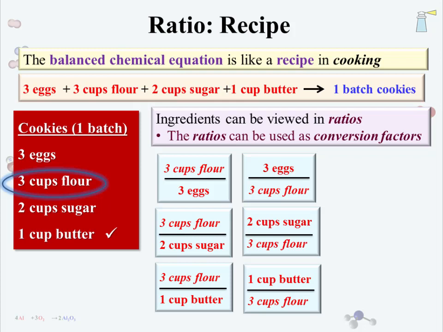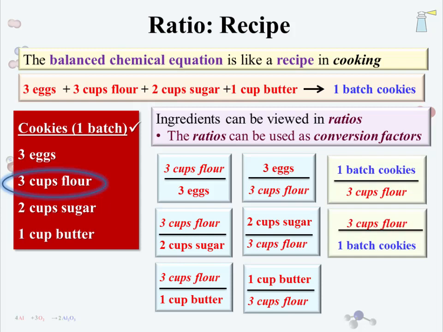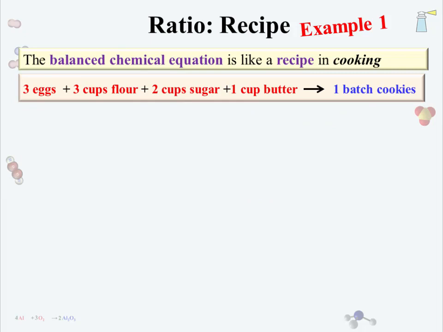But what about the product, 1 batch of cookies? Can the flour in the recipe be related to the 1 batch of cookies? Yes, it can. It can be written as 1 batch of cookies over 3 cups of flour, or 3 cups of flour over 1 batch of cookies. What can be gathered is that a ratio can be made with any component in the recipe with any other component. That's all fine and well, but how are these related to stoichiometry? An example or two should help clarify their value to our study.